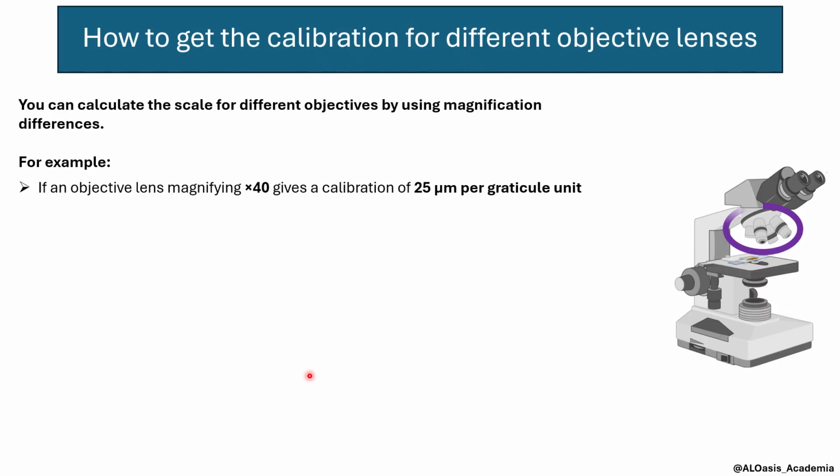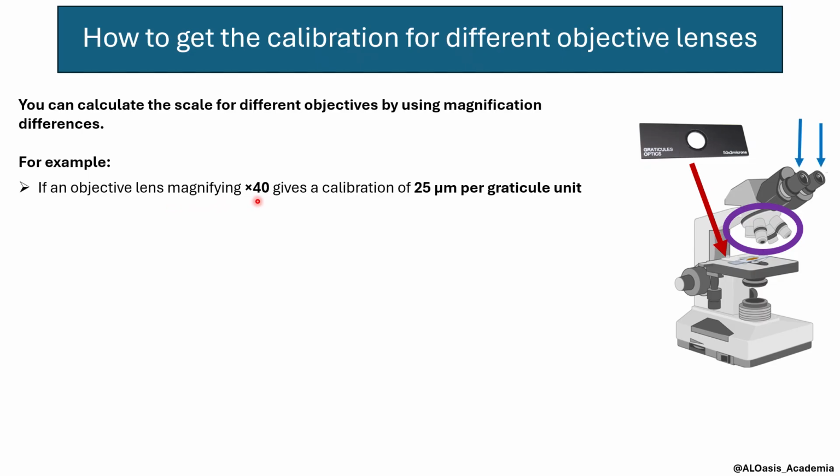For example, let's say you have this light microscope, and you are using an objective of 40 times. These are the objective lenses, and you found out that at a magnifying power of 40 times, the calibration is 25 micrometers per graticule unit. What does that mean? This small sentence covers what we have done so far: you place the micrometer on the stage, you've done your calibration fully, and you found out that each graticule unit equals 25 micrometers, specifically at the 40 times objective.